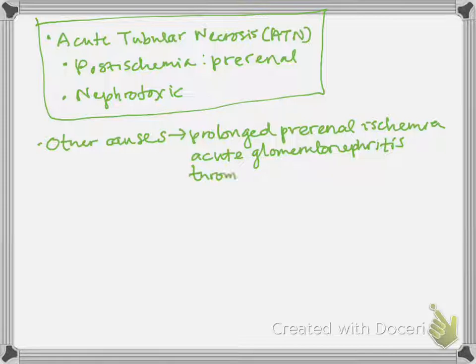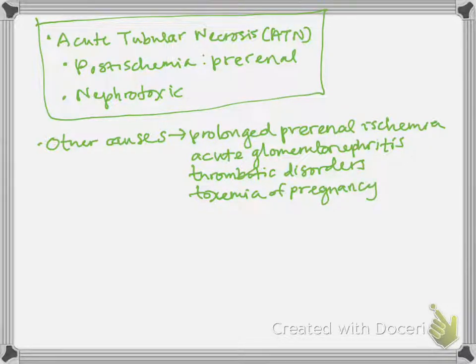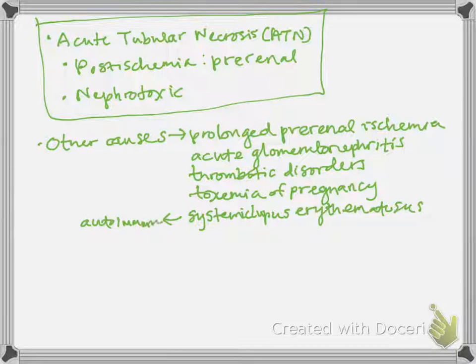Thrombotic disorders like DIC. Toxemia of pregnancy, so that's that increased blood pressure associated with eclampsia. And then systemic lupus erythematosus. And that is an autoimmune disease that targets specific tissues in the body, and one of the worst tissues that it targets with the worst effects is the kidneys themselves.